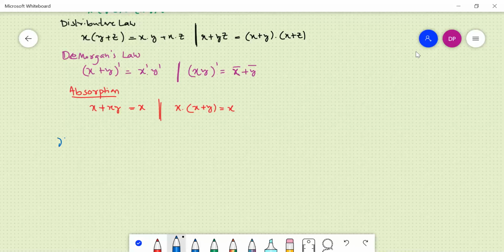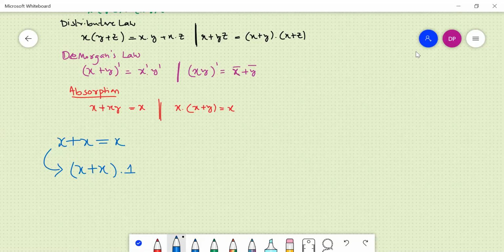x plus x is equal to x, or x or with x is equal to x. So how to prove it? This statement can be written as x or with x, and with 1. Is it the same thing or not? It is the same thing, because any variable and with 1 results in the same variable only. So we have written the LHS x or with x and multiplied it by 1.